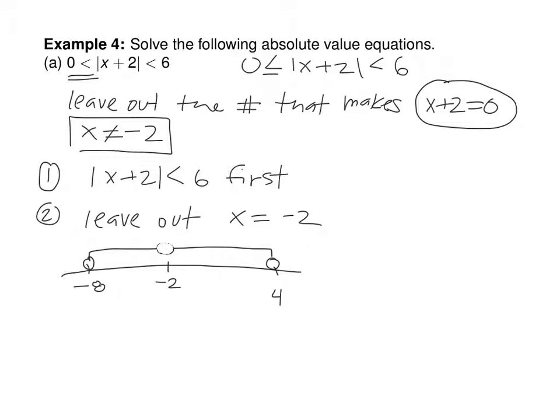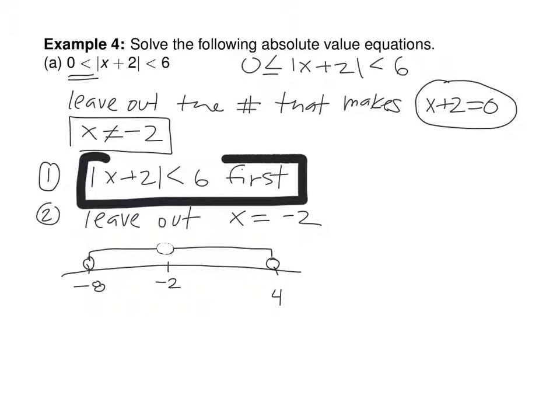Where'd you get the -8 from again? I got the -8 from part B of example 3. Does that make sense? So in the one above, like I said, you're solving this first, right? And that gives us the -8 to 4.